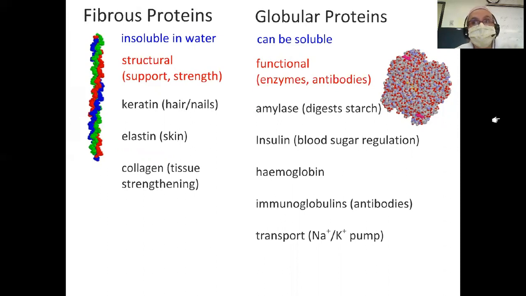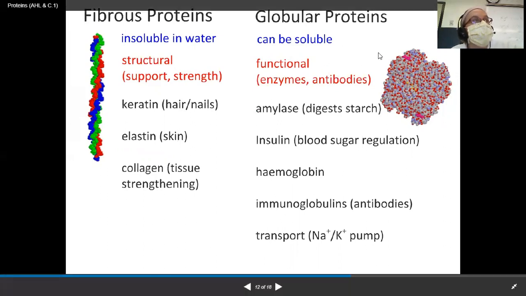Fibrous ones tend to be more structural. They stay in one place. They do have a function, it's for support. Okay. But these ones are the enzymes and these ones are support.